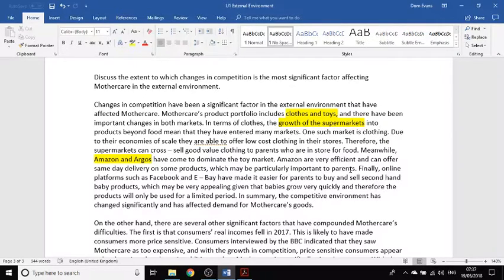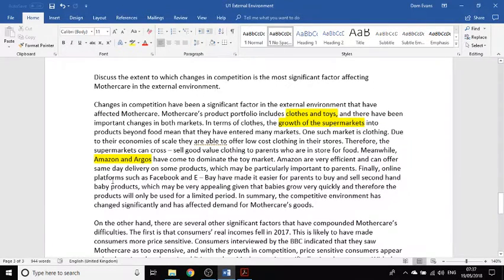Amazon can offer same-day delivery in some places, whereas Mothercare, I didn't give as much information on the Mothercare website, but it looks like Mothercare have been unable to keep up basically with Amazon's online offering.